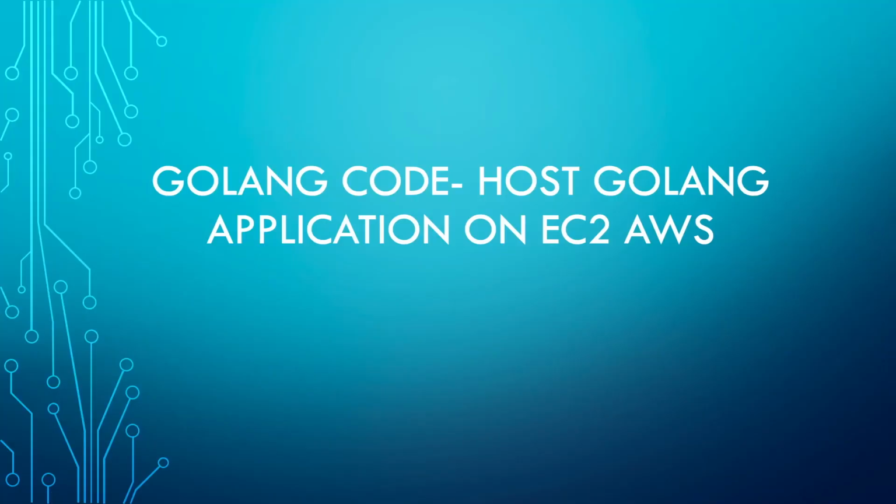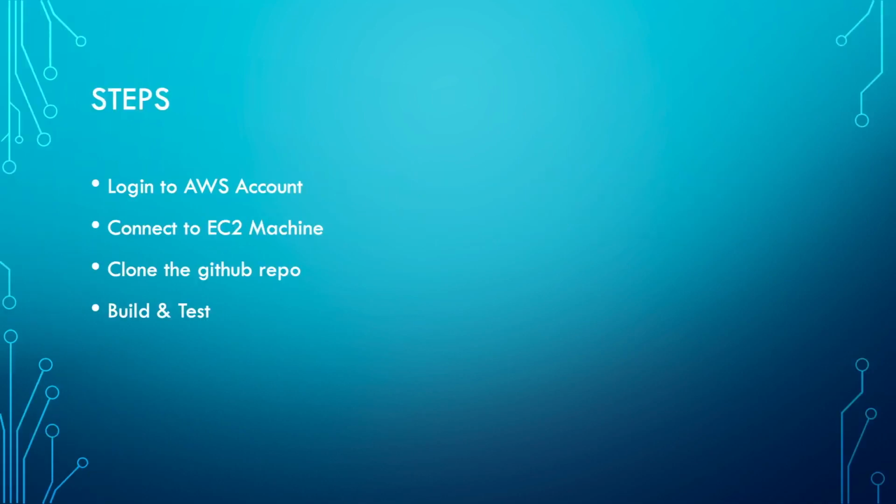So I'm back with my new video, and in today's video we'll be basically learning how we can run the application on the EC2 machine on AWS. In the first step we'll be logging into the AWS account. In the second step we'll be connecting to the EC2 machine via the console. In the third step we'll be taking the clone from the GitHub repo. The repo is basically the code which we want to build and run on the EC2 machine. And in the last step we'll be building it and doing a test.